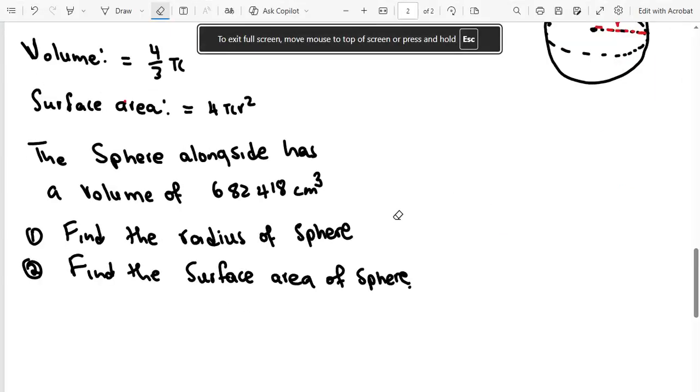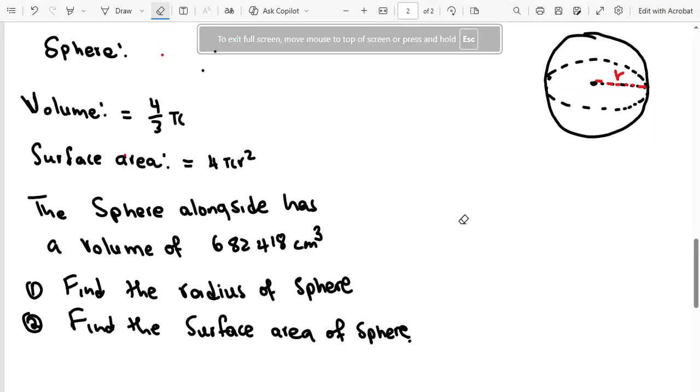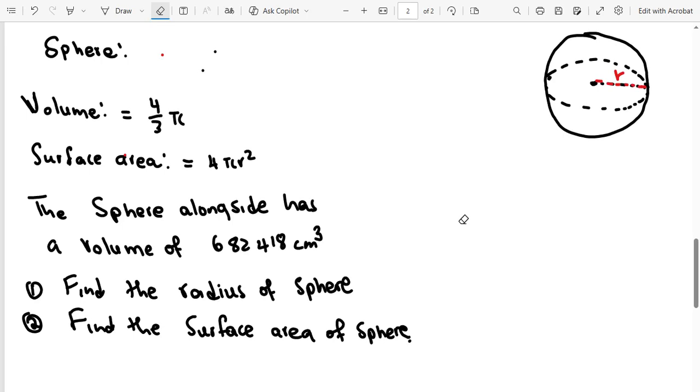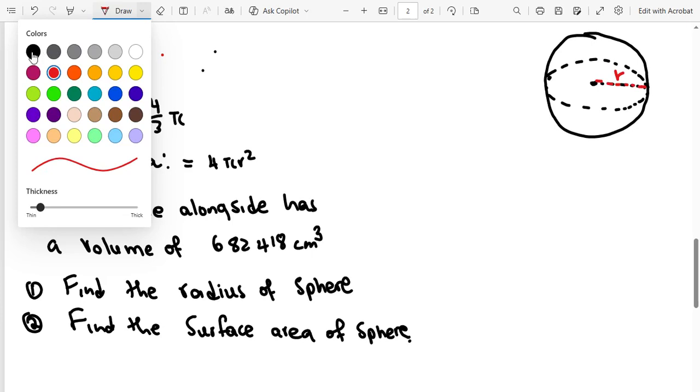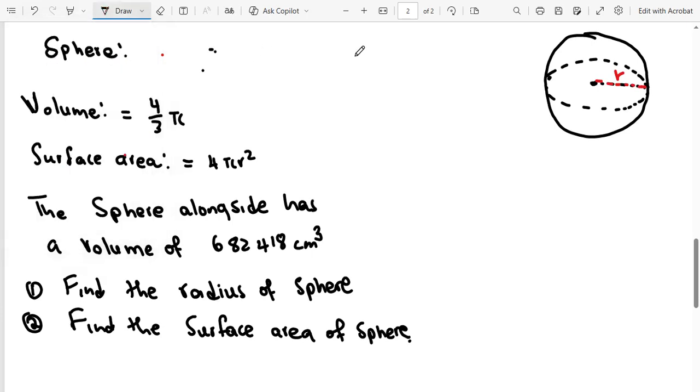Hi there, Grade 11s. In this lesson, we're going to talk about a sphere. I know this looks very easy, but remember, in an exam they'll take a sphere and mix it with a cylinder, which is what we're going to work on in our next lesson. These are the formulas for volume and for surface area.